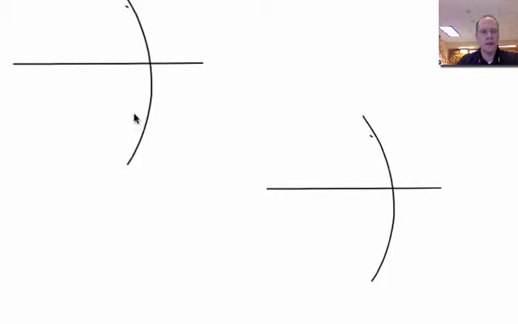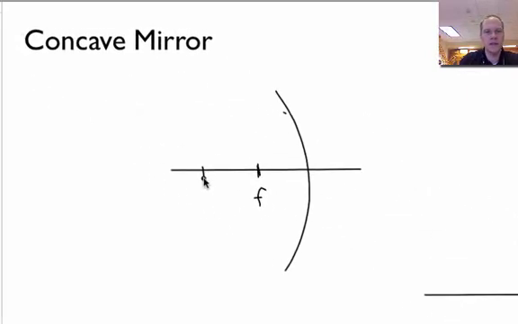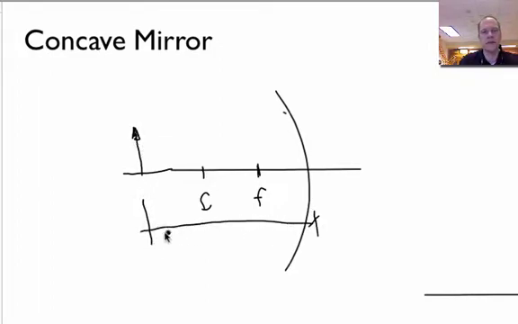Okay, so let's form an image now. So here is our focal point. Here's our center of curvature. And we could take any 3 lines to sort of create our image. So let's put our object back here for starters. So here's our object. And again, our distance to the mirror is going to be here. This is DO.